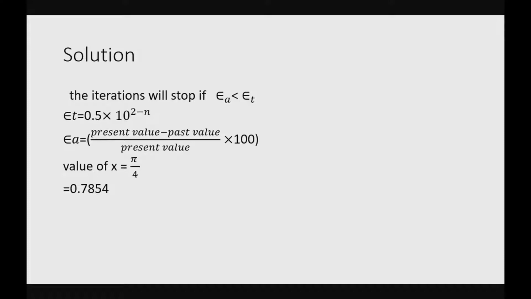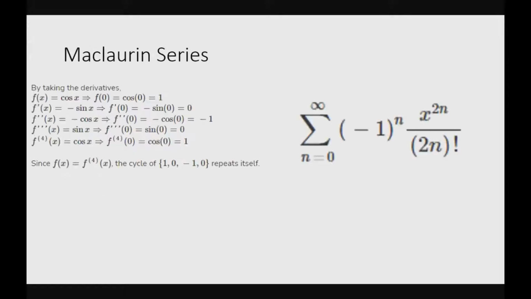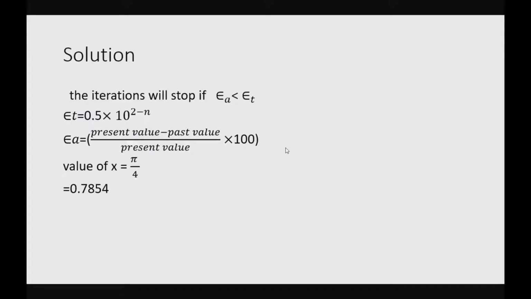And then E sub a is equal to the present value minus the past value over the present value times 100, where the value is the value of the Maclaurin series in terms of cosine x. So the value of x is equal to pi over 4, which is 0.7854. Now I have taken the liberty of putting it in a chart.